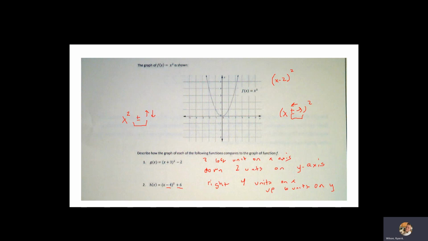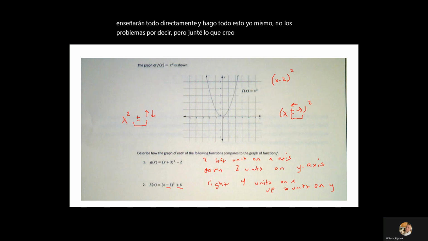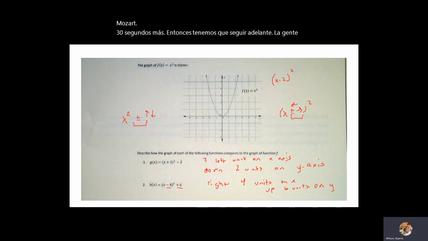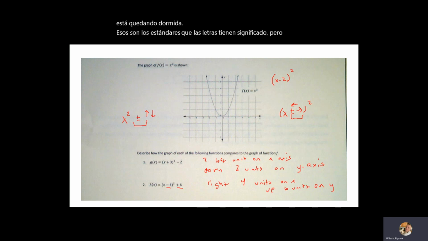To be honest, I just take the problems that I think will teach y'all straightforward, and I make all these myself. Not the problems per se, but I put together what I think is going to show you guys the most. Sorry. 30 more seconds, and we got to move on. People are falling asleep. Those are the standards, those letters have meaning, but I'm not smart enough to tell you what. I know F means functions.